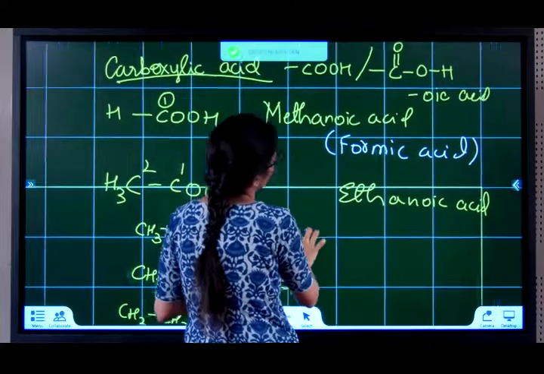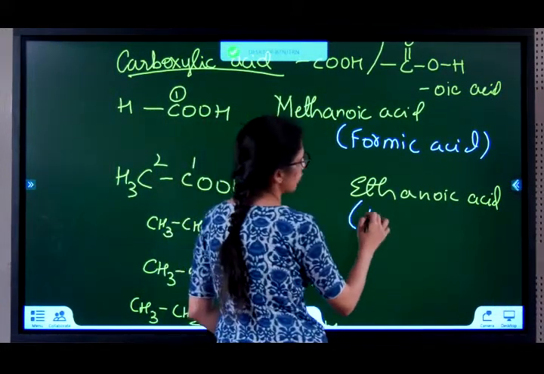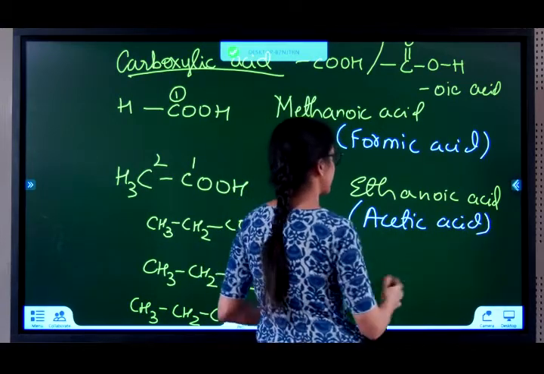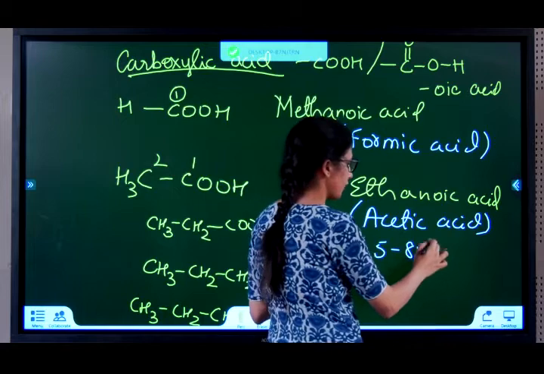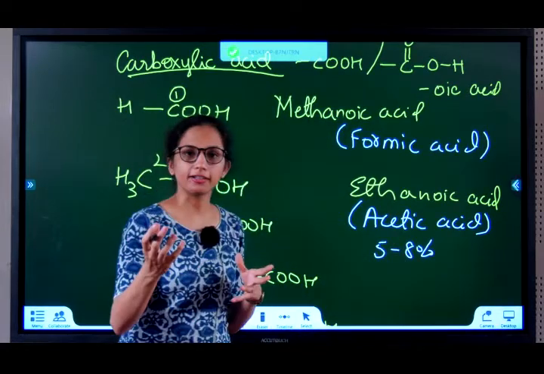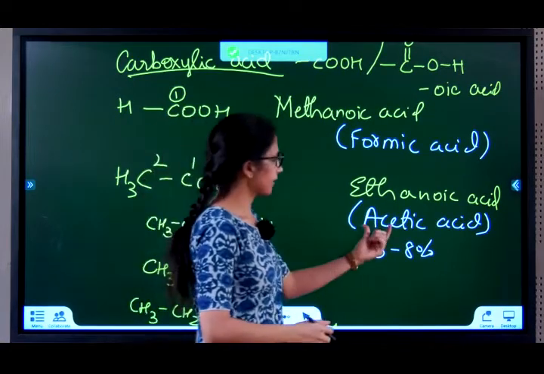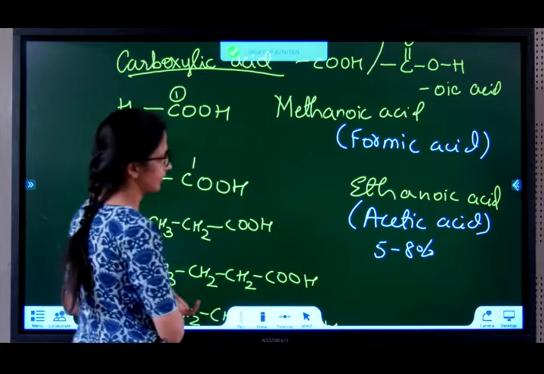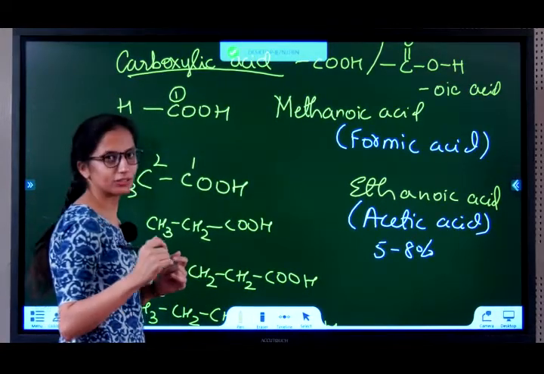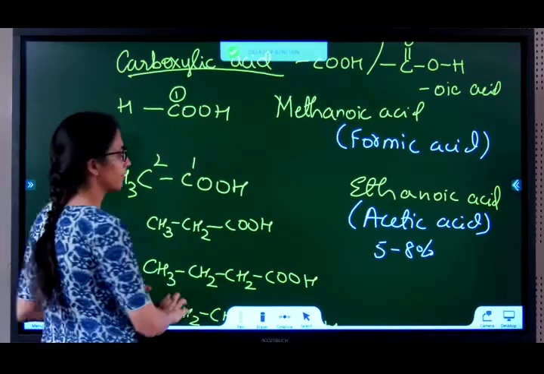In this you need to know common names for 2 compounds. Methanoic acid I already mentioned, also known as formic acid. Ethanoic acid is also known as acetic acid, common name. This acetic acid only, if you take 5 to 8% of acetic acid and dilute it with water, it is nothing but your vinegar. The vinegar you use in your kitchen to cook Chinese items, that is itself your acetic acid, diluted acetic acid, nothing but your vinegar.